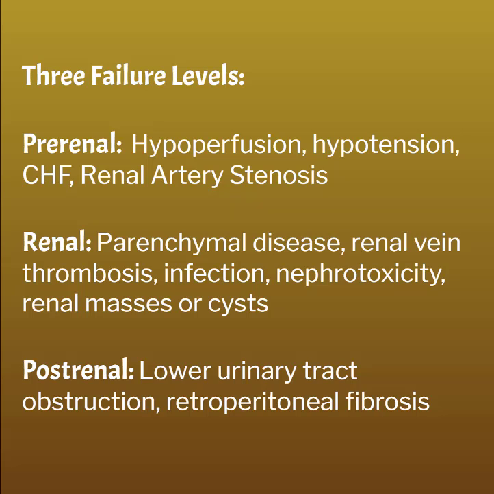We then can look at the renal portion of the levels of failure. Again, that's going to be parenchymal diseases, renal vein thrombosis, infection of the kidney, nephrotoxicity, or any renal mass or cysts that are affecting how the kidney works. If any of those are causing renal failure, then we consider that renal-based renal failure.